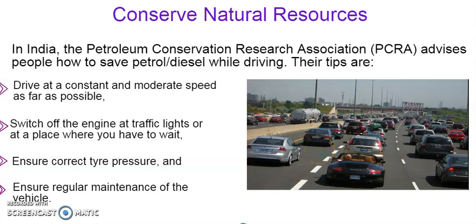So, till now we studied about two types of fossil fuel, that is coal and petroleum, and the products that we obtain from coal and petroleum and how they are used, and various ways to conserve these natural resources. I hope you all understood.